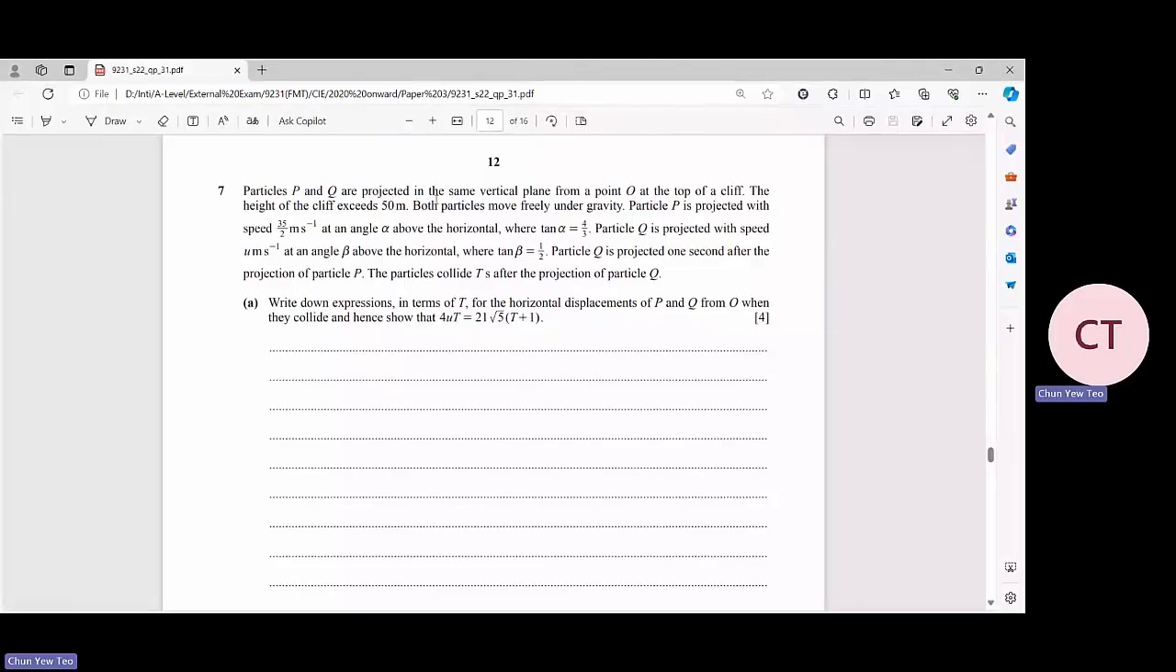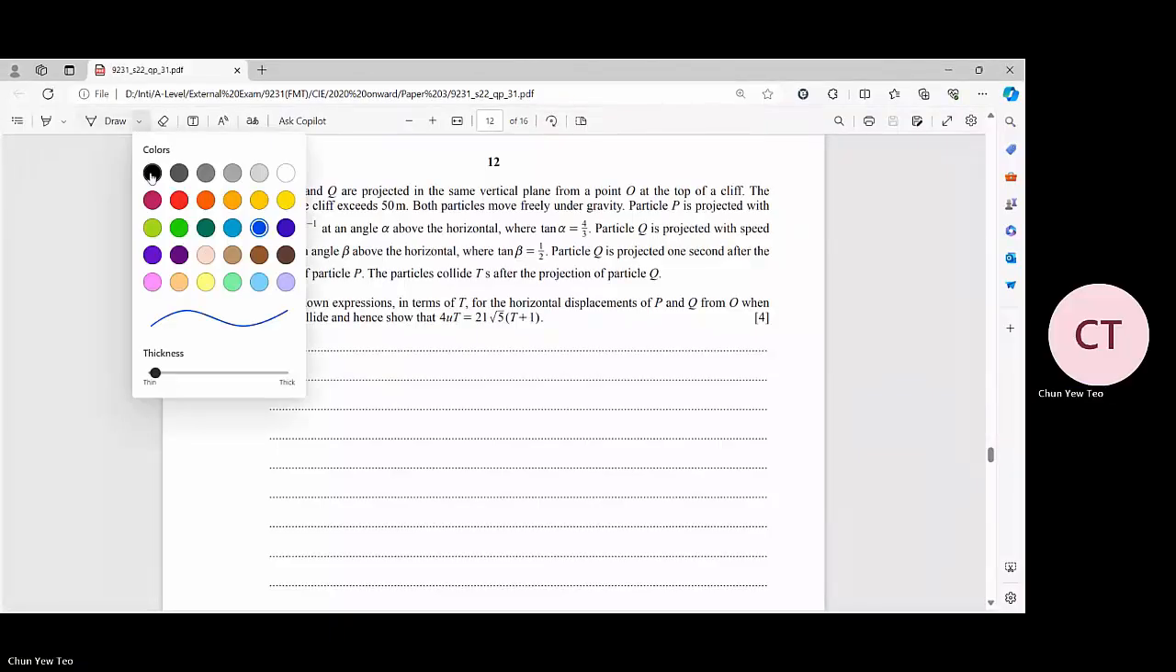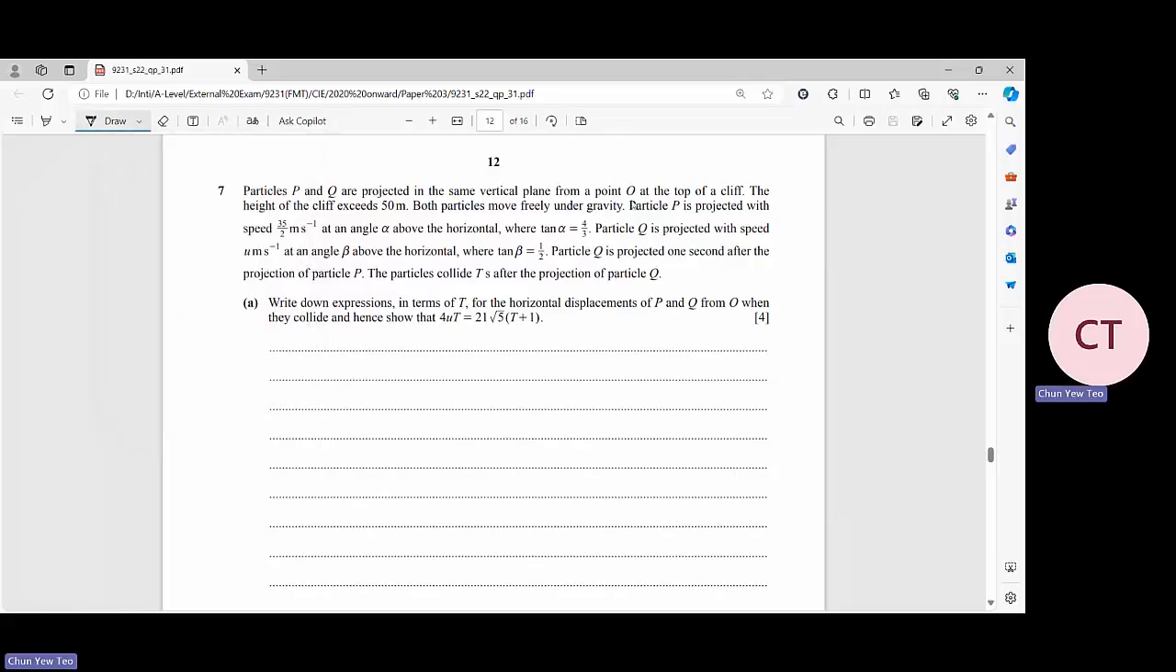Okay, now we take a look at question number 7. Particles P and Q are projected in the same vertical plane from a point O at the top of a cliff. The height of the cliff exceeds 50 meters. Both particles move freely under gravity. Particle P is projected with 35 meters per second at an angle alpha. Tangent alpha is 4 over 3.